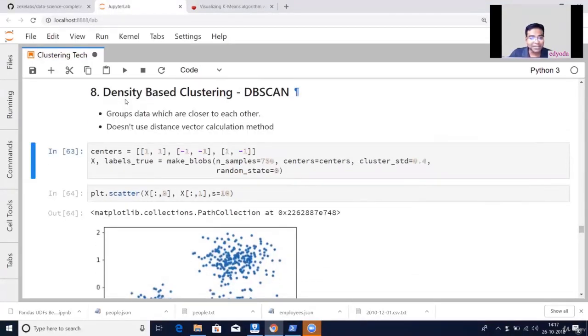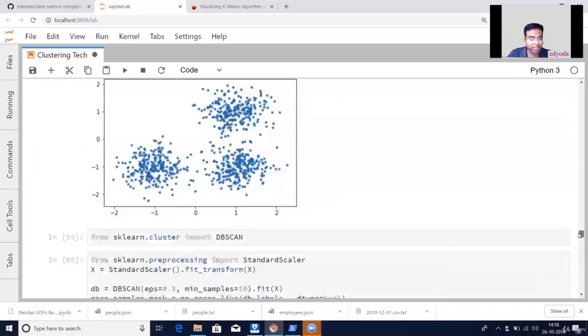Let's understand density-based clustering, that is DBSCAN. What it tries to do is find a group to which it is closest, and it becomes part of it. That's how simple it is. So let's understand with this data. We are generating data here. You can see it's quite overlapping, of course.